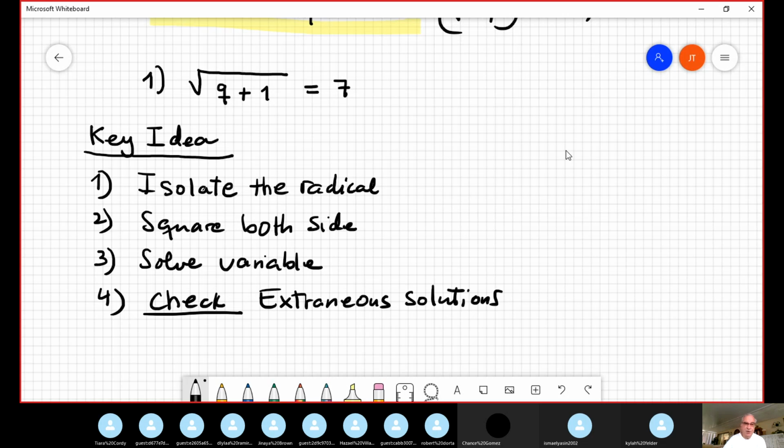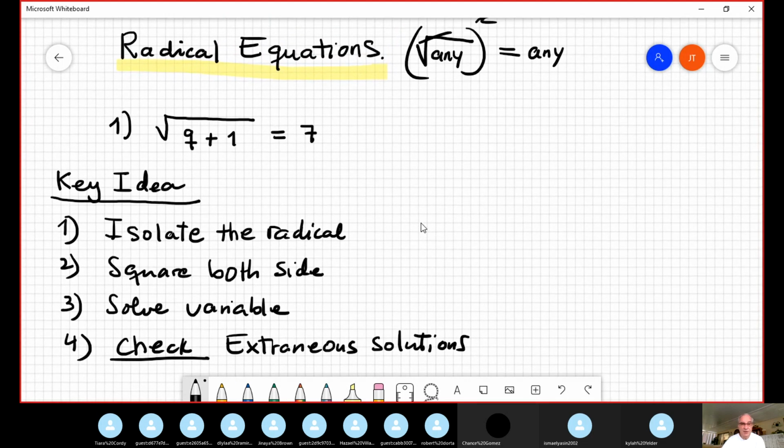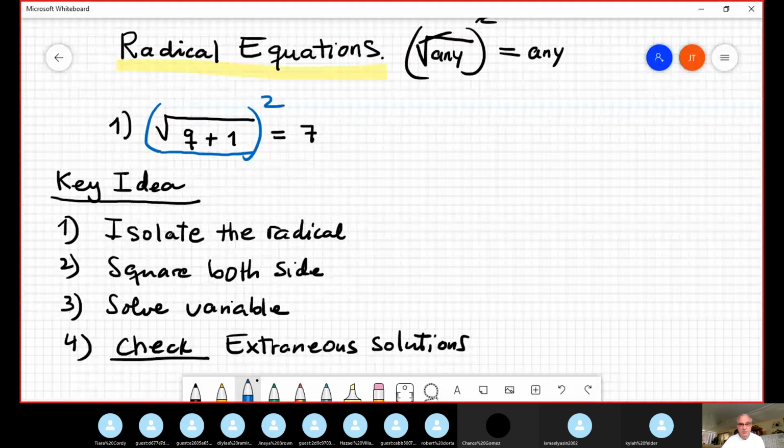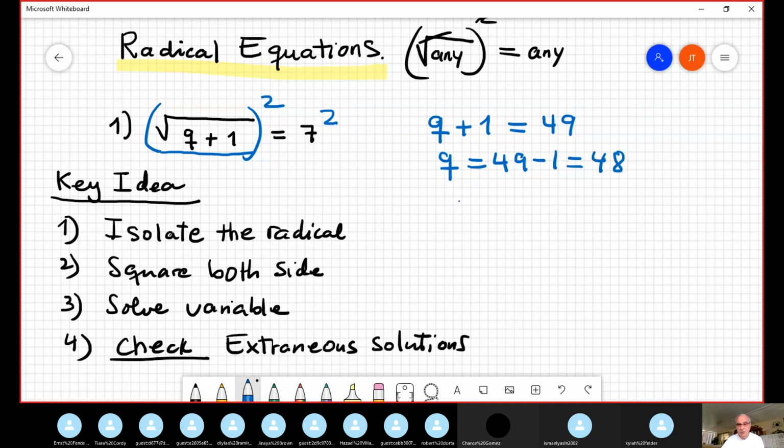Okay, let's go to this example that is very, very elementary. The radical is already isolated. Good. You square both sides. When you square the square root, the square and the root cancel, and stay q plus 1 without radical. In the right hand side, we have 7 times 7 is 49. So for q, subtracting 1, q is equal 49 minus 1 is 48. And the answer is q equal 48.